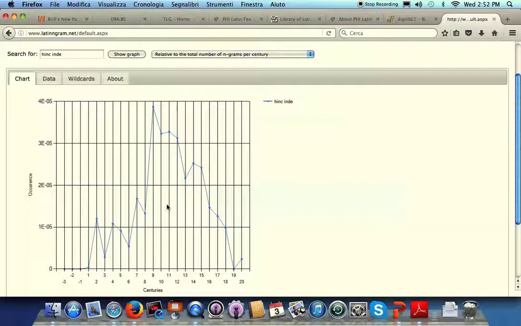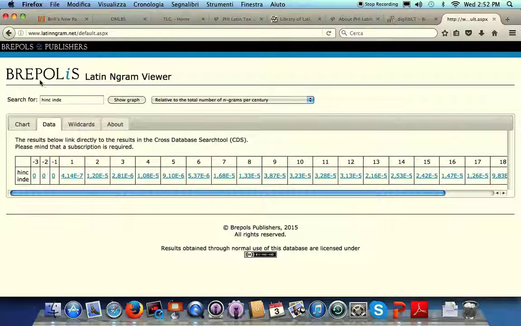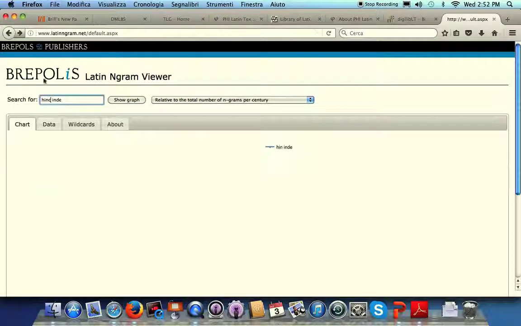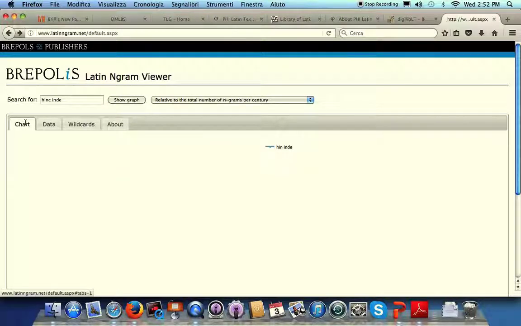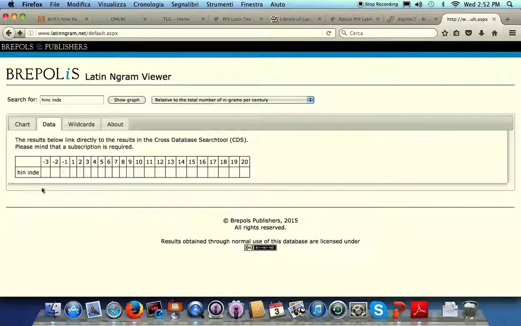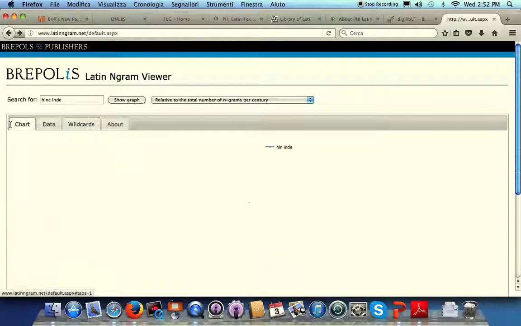This tool seems to be freely accessible, but if you would like to see more about the data, you again have to have login credentials from Brepols. So you can click here, My University pays the rather expensive fees, and then you get a list of all the 334 occurrences of hinc, again in the same layout as what we've seen before.